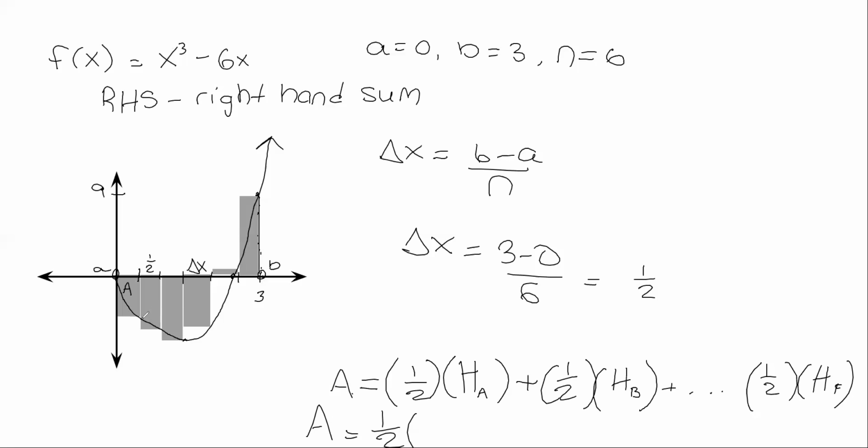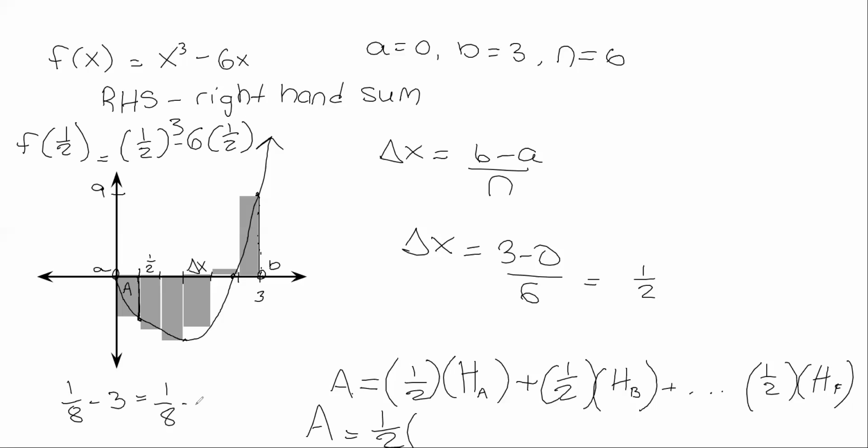So let's see if we can find the height of rectangle A. We want to find this vertical distance. To do that, we just want to find what happens when we put x equals 1/2 into the function. So for f of x, we're going to make this f of 1/2. We get 1/2 to the 3rd power minus 6 times 1/2. So 1/2 to the 3rd power is 1/8. We have 1/8 minus 3, which is the same as 1/8 minus 24/8, which is negative 23/8.